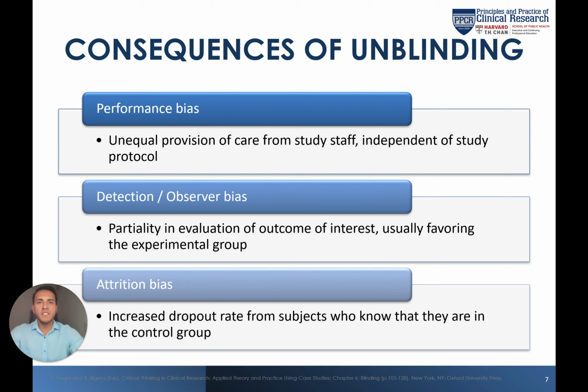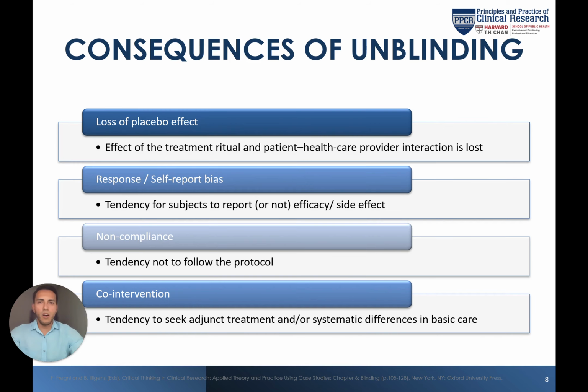Another example is on the physician side, or a physician who's evaluating a subject in a clinical trial and knows that the subject received experimental treatment. Well, again, even subconsciously, they might be more probing when evaluating the patient for adverse events. There are other consequences of unblinding such as loss of placebo effect, when the effect of the treatment, ritual, and patient-healthcare provider interaction is lost. Response or self-report bias, which is the tendency for subjects to report or not the efficacy or side effect. Non-compliance, meaning the tendency not to follow the protocol. And co-intervention, which is the tendency to seek adjunct treatment and/or systematic differences in basic care.